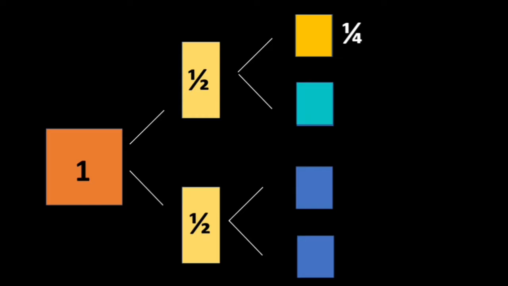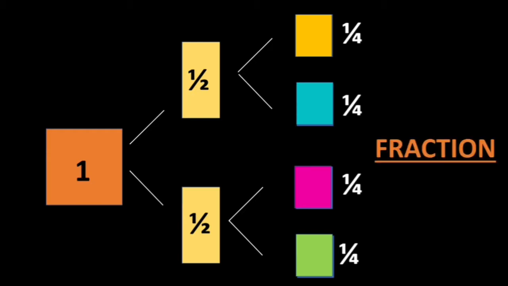So here I have one blue out of all 4. So here also it will be 1 by 4. This also will be 1 by 4. This also will be 1 by 4. 1 by 4 is also called a quarter.